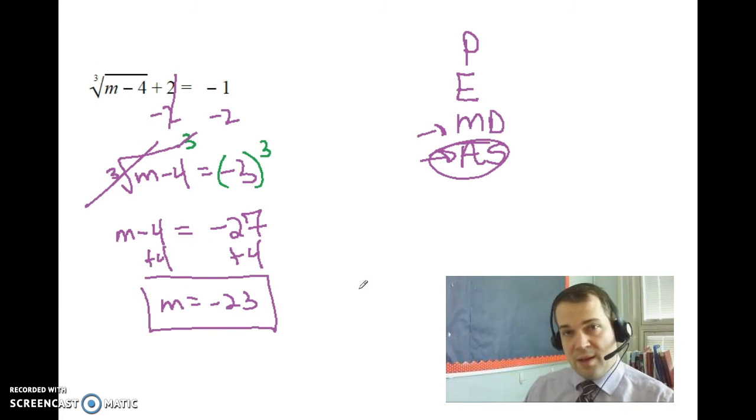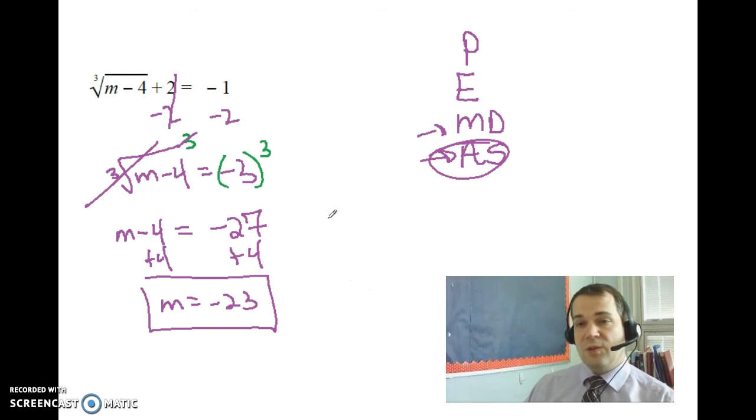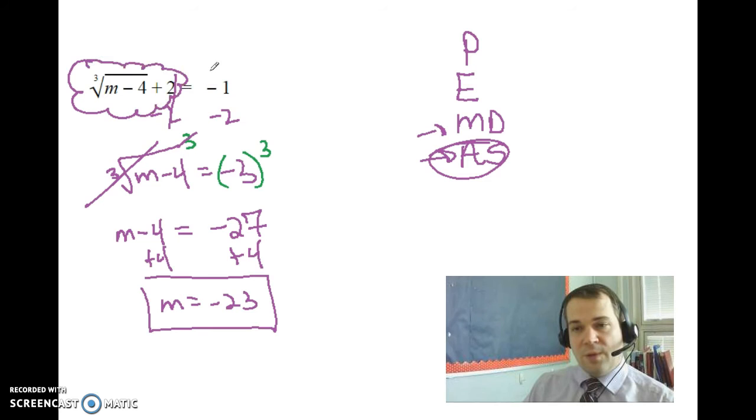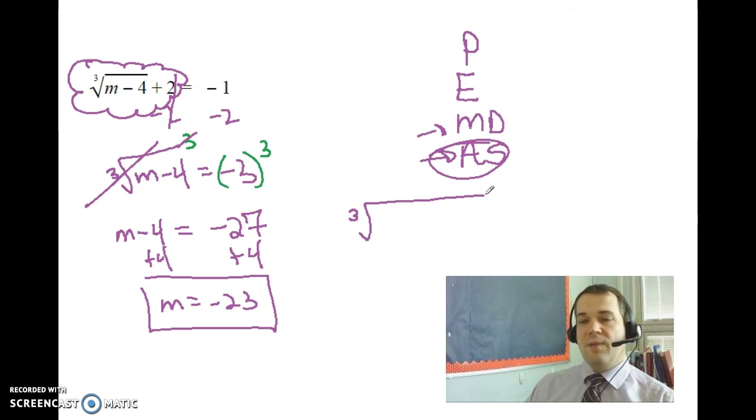But now I've got to check to make sure it actually is an answer. So I'll take the m and I'll plug it into this expression. And if it does equal negative 1, it's an answer. And if it doesn't equal negative 1, then there's no solution. So I've got the cube root of the answer, I think that's correct, minus 4 plus 2.